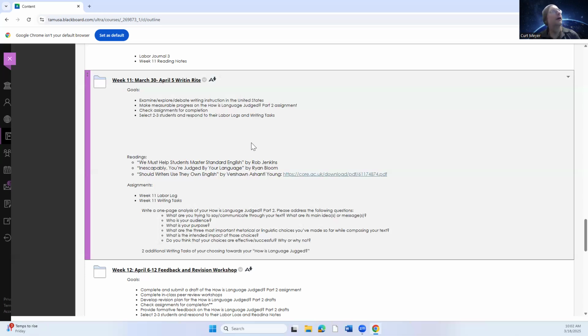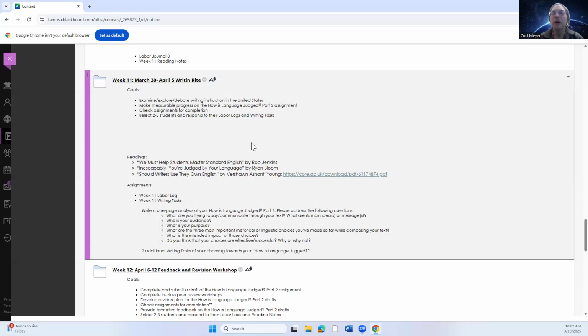Now Vershawn Ashanti Young counters that, right? He counters that in a big way by writing an entirely code meshed piece in response to Stanley Fish. Stanley Fish, you'll remember from some of the articles we read for week 10, is advocating strongly for the teaching of standard English. We're not reading a Stanley Fish article, but we read folks that reference him.